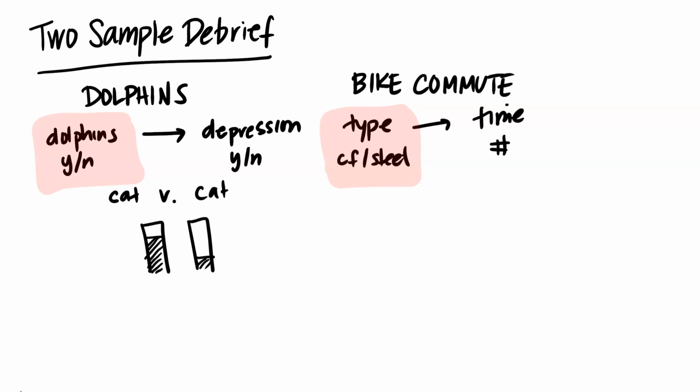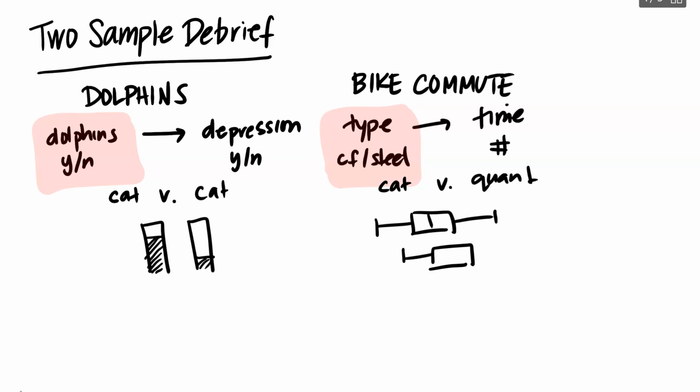For the bike commute, since we were looking at a categorical variable versus a quantitative variable, our display was a set of box plots, one for the steel frame and one for the carbon fiber. When we looked at these, they were pretty similar. We couldn't see a huge difference in the two box plots.